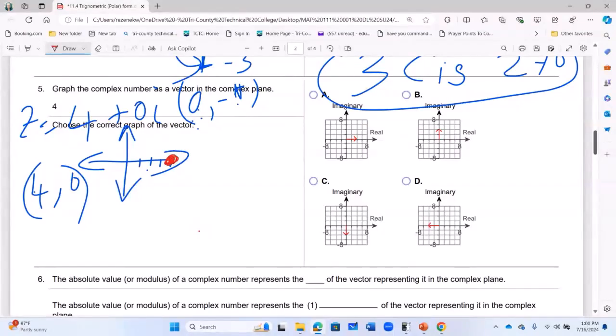The point is 4. But if I'm told to graph the complex number as a vector, remember, you must draw a line with an arrowhead. You must draw a line with an arrowhead going from the initial point to the terminal point. And if you're told to draw it, now this can be a vector, vector 4, 0. Remember the vector parentheses. So you have to, okay.